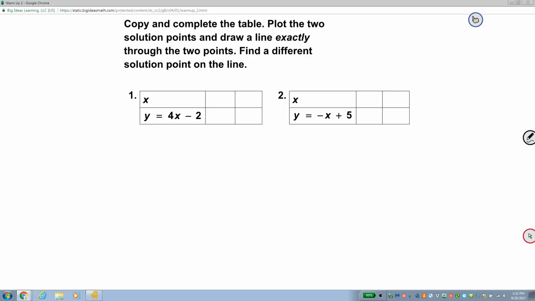Perfect. If you'd like to, do the second one. All I want you guys to do is the first one. Do what I have. You do the table, then make it into the point forms, and then draw it on the graph.